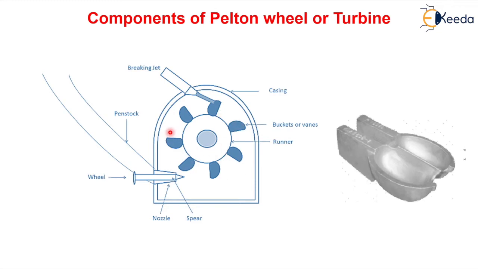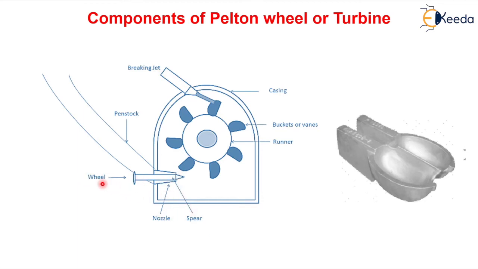And this one is the casing. You know very well why this casing is provided. This casing is provided to prevent the splashing of water. And this is the bucket, this is the runner, this is the braking jet, and this one is the spear.